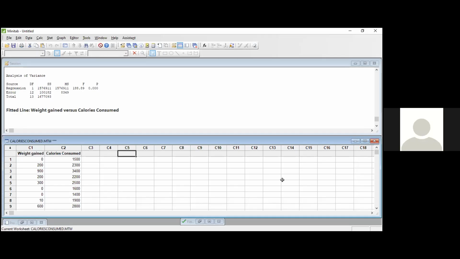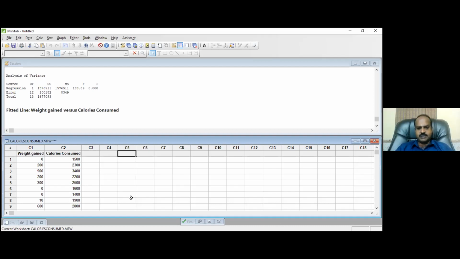Yes, sir. We'll see about the regression and then I will show you the control chart. Weight gain and calories consumed. Yesterday we discussed this problem for the correlation. Same problem, same set of data, like how Vivek has suggested in the morning: use the same data for everything. Now it is the same data we discussed yesterday.